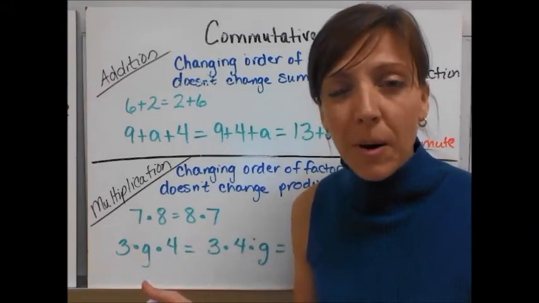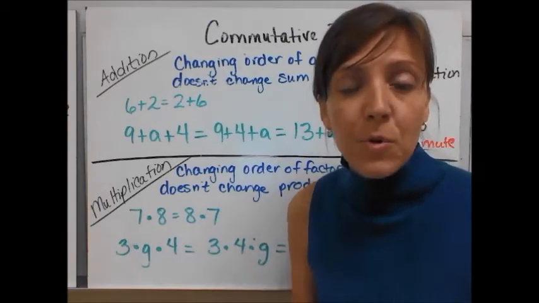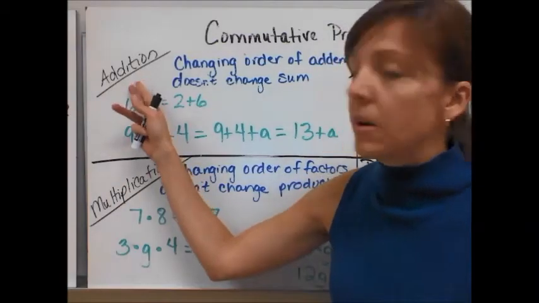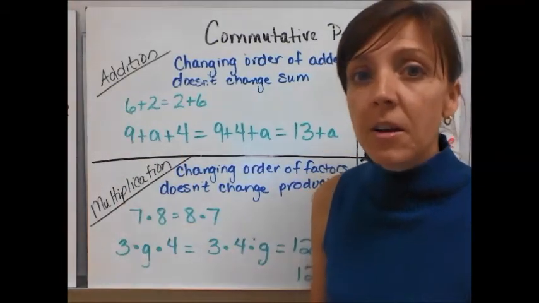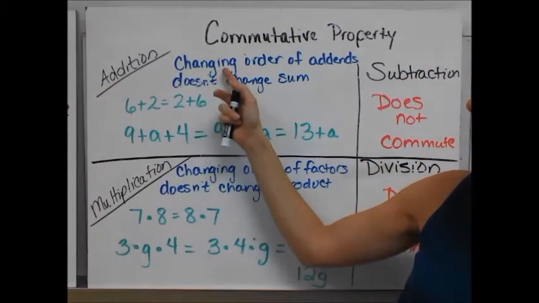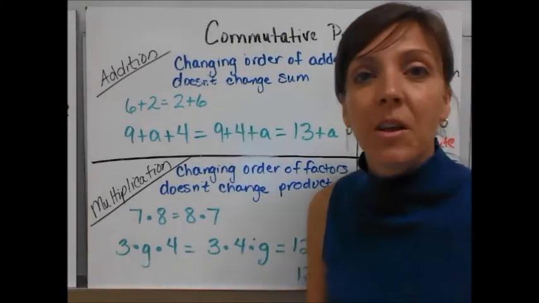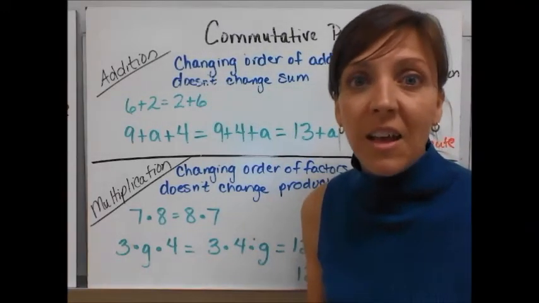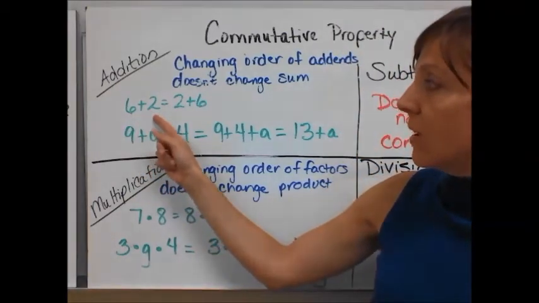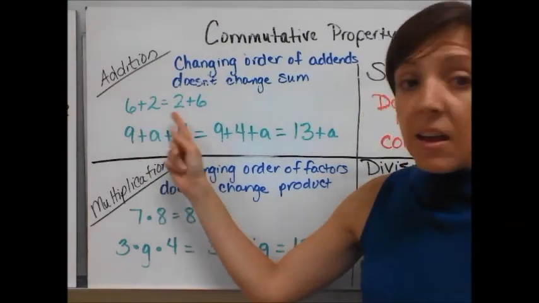So, commutative property is the same kind of an idea. Numbers are moving in commutative property. They're switching places. So let's look at commutative property of addition. Commutative property of addition just says that the numbers are changing order. There's a changing order of addends, and it doesn't change the sum. So when you move those numbers around, the answer, the sum, is not going to change. 6 plus 2 is equal to 2 plus 6. Doesn't matter the order. This is 8, and this is 8.